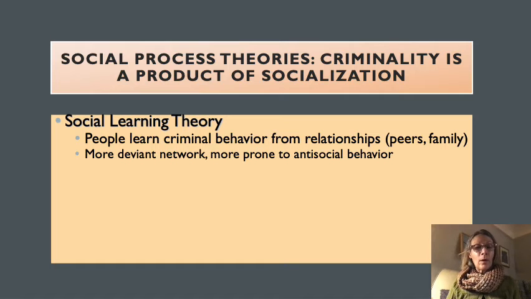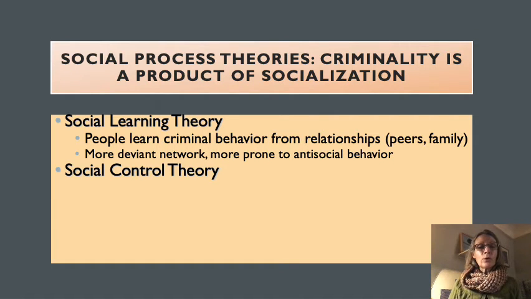And so the more positive your network is, the more pro-social your behavior is going to be, but the more deviant your network is, if you're seeing your dad or your peers or your extended family engage in deviant behavior, then you're learning that behavior, and then you may engage in that deviant behavior as well. So crime is learned. Social control theory is one of my favorite theories.